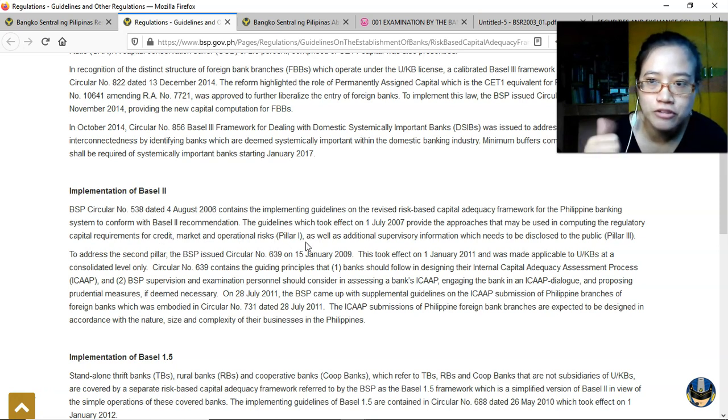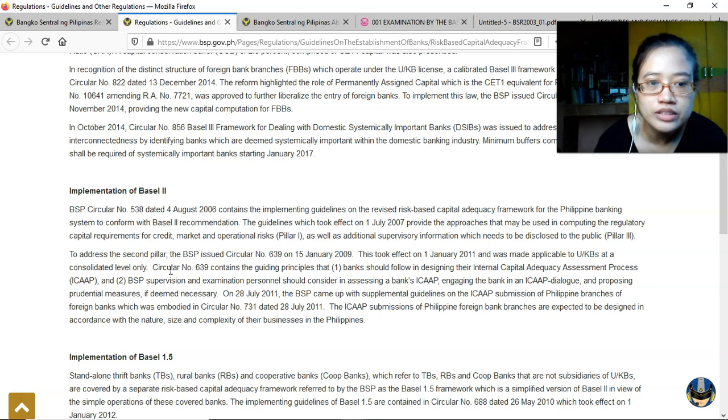So, if you've already seen the sample financial statements of BPI and BDO, there is a section there for risk management, and they've addressed the different types of risk, including credit, market and operational risk, as well as additional supervisory information which needs to be disclosed to the public.